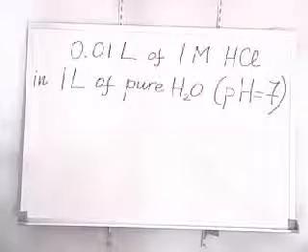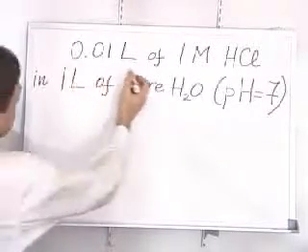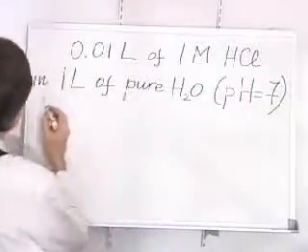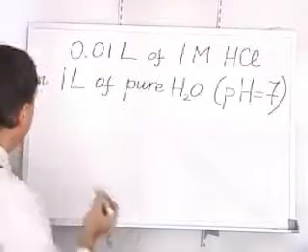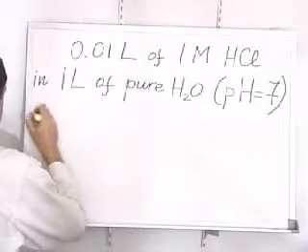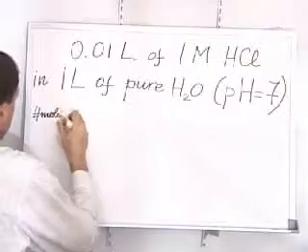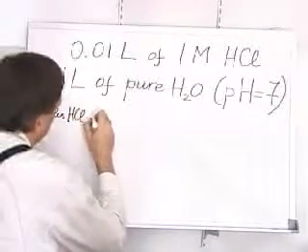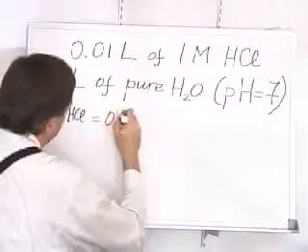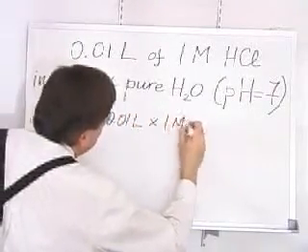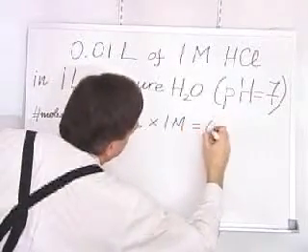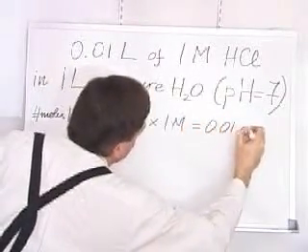Speaking of resistance to change of pH, let us first explore how the pH value will change upon the introduction of 0.01 liters of 1 molar hydrochloric acid in 1 liter of pure water, which has, as we know, pH 7. Now we write: number of moles of hydrochloric acid introduced is equal to 0.01 liters times the molarity of the hydrochloric acid, which is 1, so 0.01 moles.